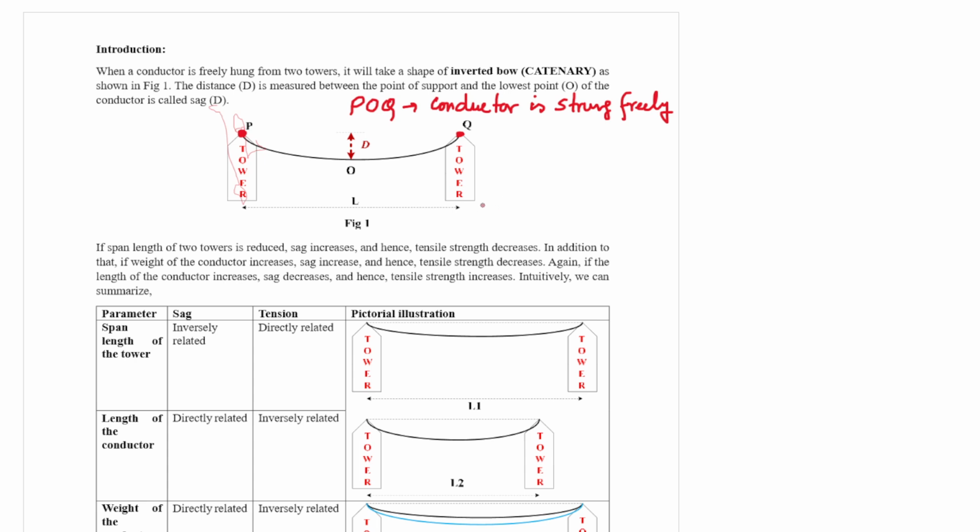So now it is quite natural that when a conductor is strung freely from two towers, it will not make a straight line shape, but it will make a shape like this. This shape looks quite similar to an inverted bow. We call this shape the catenary shape.